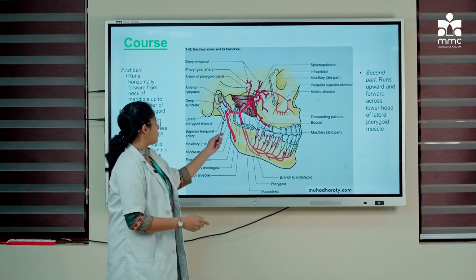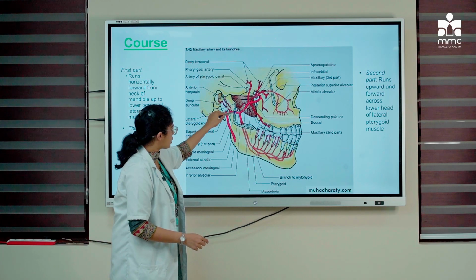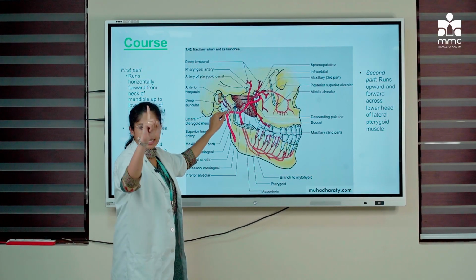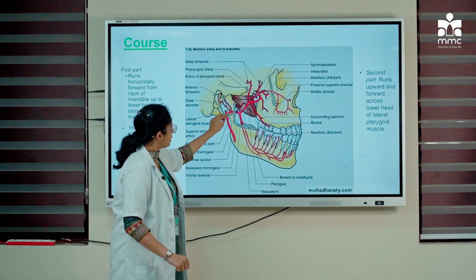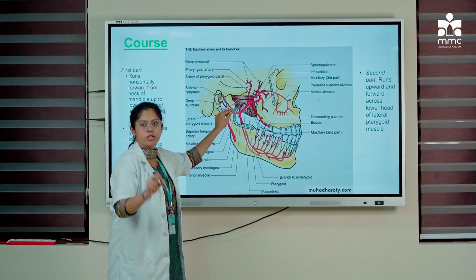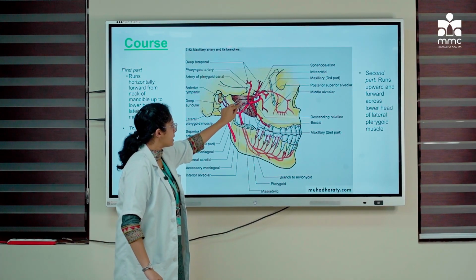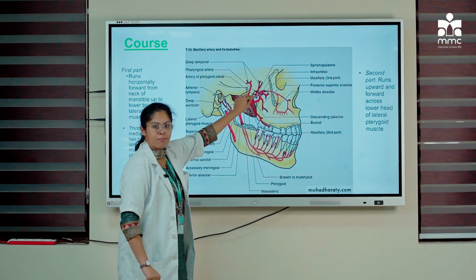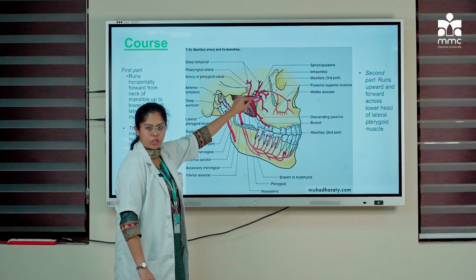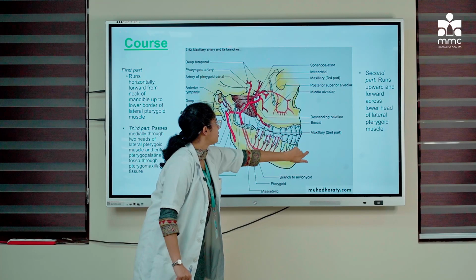The first part, as you can see in the figure, runs horizontally forwards to reach the lower border of the lateral pterygoid muscle. That is the first part. Then after that, the artery runs superficial to the lateral pterygoid muscle to form the second part. After that, from the upper border of the lateral pterygoid muscle, the artery moves deep into the pterygopalatine fossa through the pterygomaxillary fissure. Now, these are the three parts of the maxillary artery.